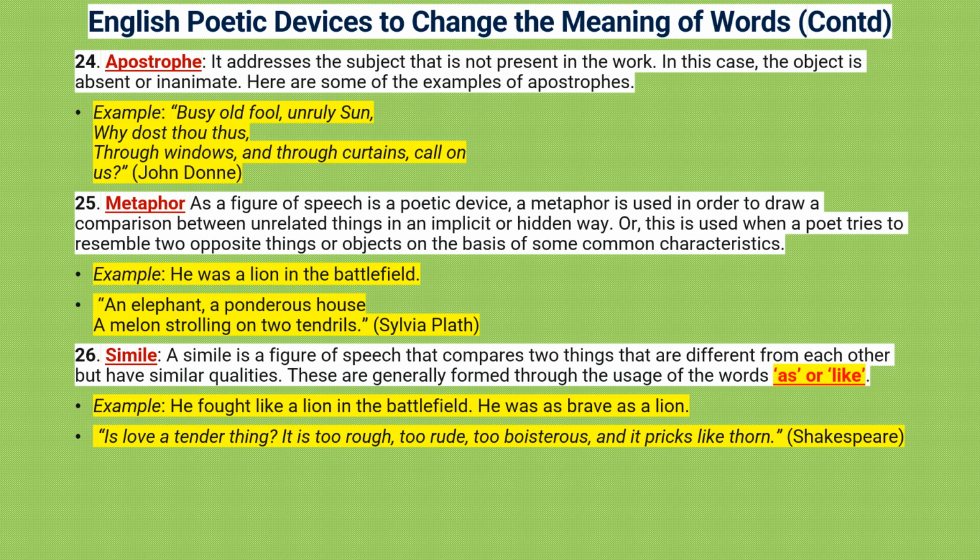Once again, to make things very clear: a metaphor is a comparison when you compare two things without using the words as or like, and a simile is a comparison when you compare two things that are different from each other but have similar qualities, using the word as or like.